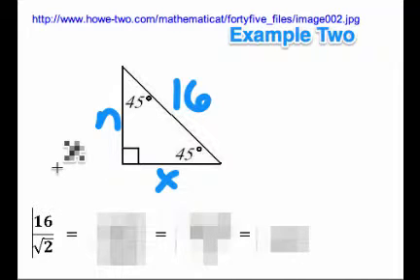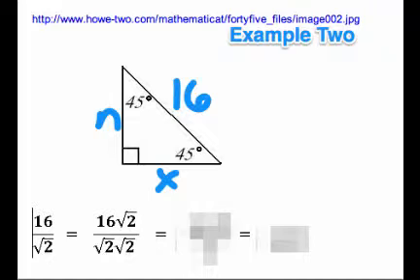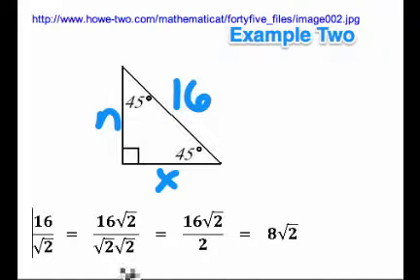Now we can't just leave that answer. The reason we can't leave that is because that's not rationalized, and we want to have rationalized answers. So in order to get that out of the denominator, I multiply the top and the bottom by the square root of 2. On the bottom there, I got the square root of 2 times the square root of 2, which will give me 2. So I get 16 times the square root of 2 over 2. I can then simplify the 16 and the 2, and I end up with my final answer of 8 times the square root of 2.